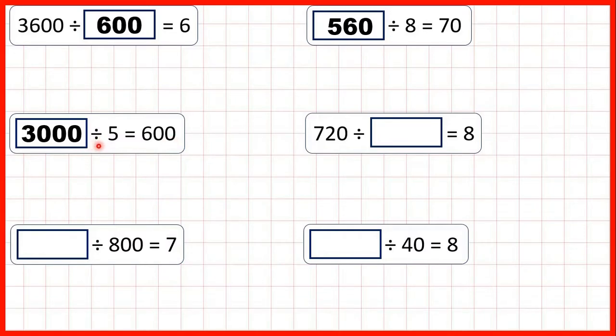Remember also, division problems can be read backwards as multiplication problems, so we could have got our missing number by multiplying 600 by 5 to get 3,000.